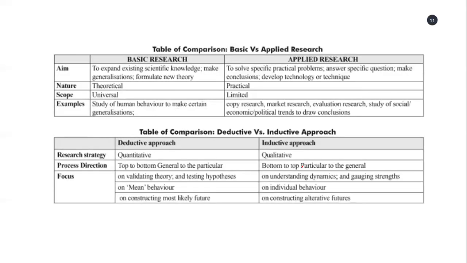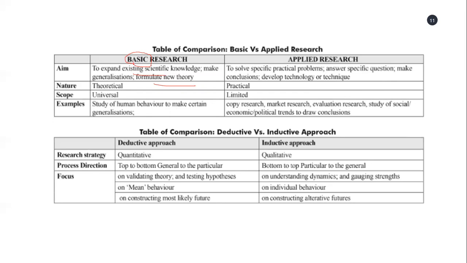Now, when we are talking about the next type, that is basic, or you can call it fundamental research, and the next is applied research. When we speak about basic research, it is basically to expand the existing scientific knowledge, to make generalizations, or to formulate a theory. See the word itself, basic, it's fundamental. They start with all the fundamentals, where they understand the theory, where they formulate the theory.